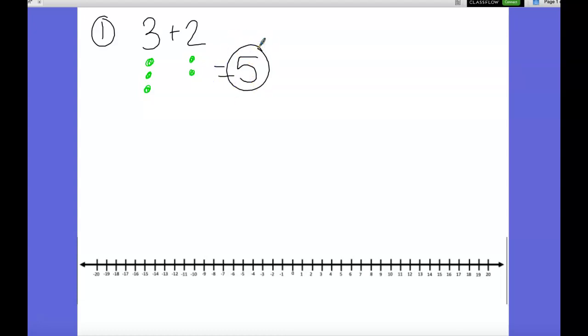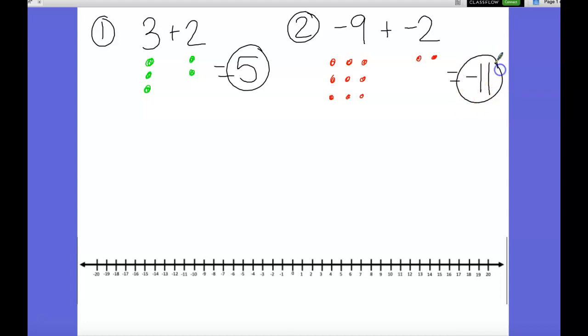Okay, well the same thing goes for when I have negatives. So this is my second example. I'm going to do -9 plus -2. So then I'm going to draw, I have 9 negatives. And I have 2 negatives. So then, when I see that I have -9 plus 2 negatives, you can see that all you have are negatives, therefore I have a total of 11 negatives. So my answer is -11.